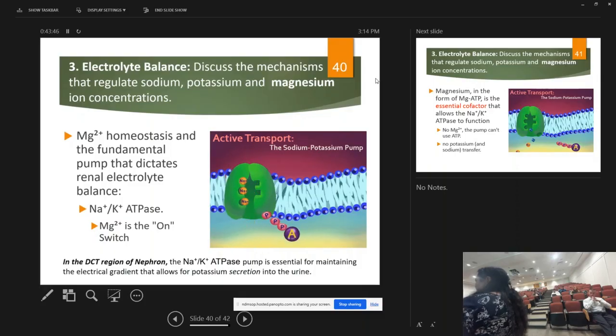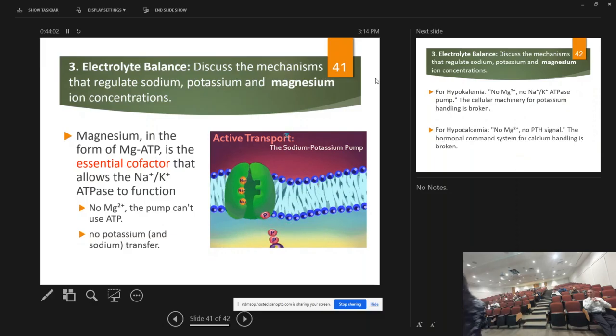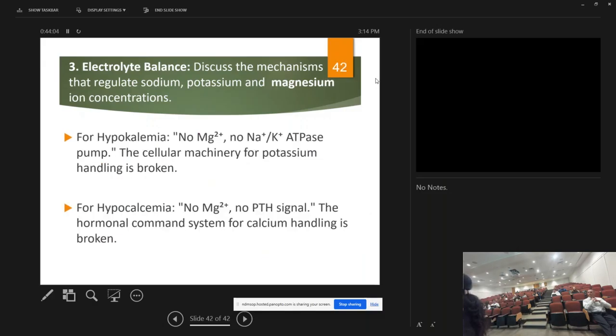Okay, and these are there in the DCT region of the nephron. So as I already said, it's essential. If there is no magnesium, the pump cannot use ATP, and no potassium and sodium transfer will happen. So that's all I have for the science.